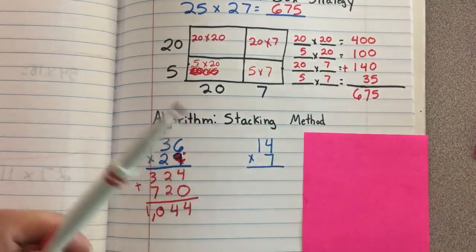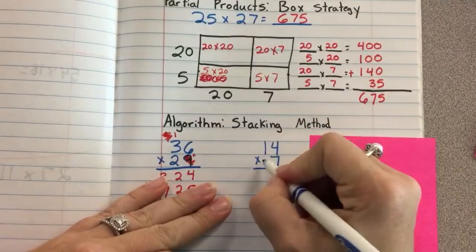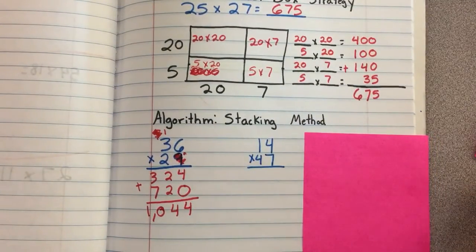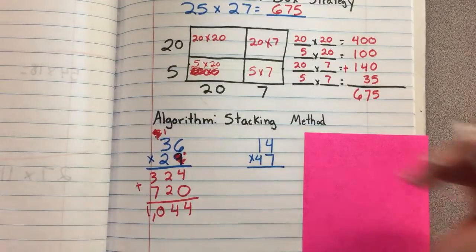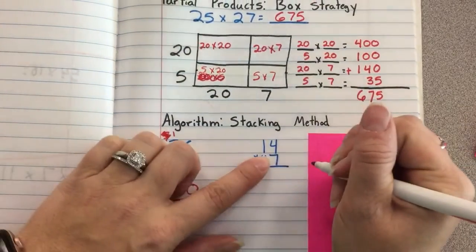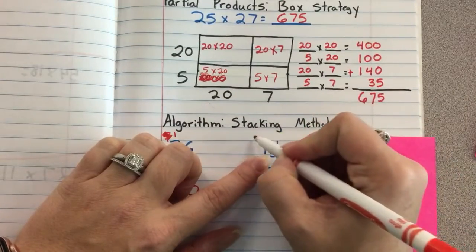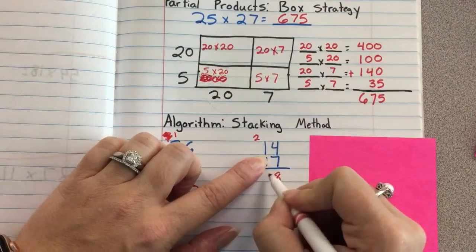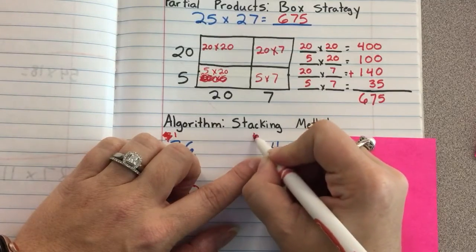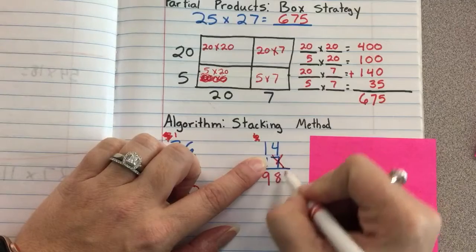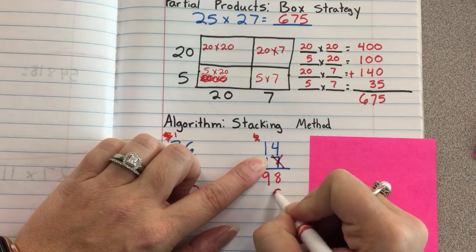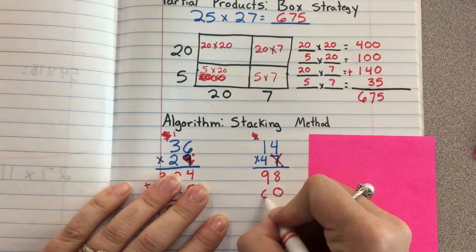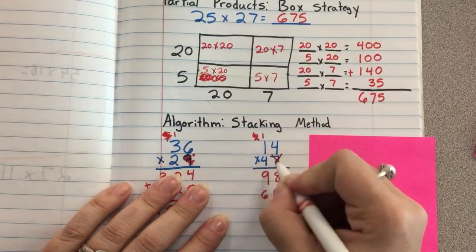Okay, this one, actually, I'm going to change it. I was going to do an easy one. I'm not going to. Okay, 14 times 47. Okay, 7 times 4 is, because we're doing the ones first, 28. 7 times 1 is, plus 2 is. We're done using that 2. We're done with the 7. Bring down a 0. Good. Then we do 4 times 4 is 16.